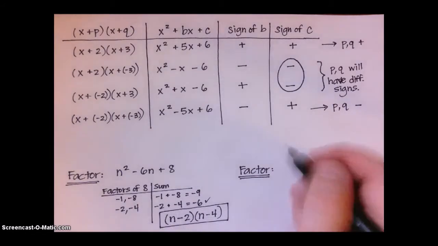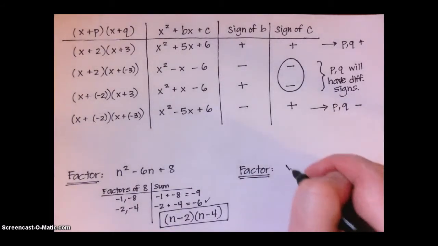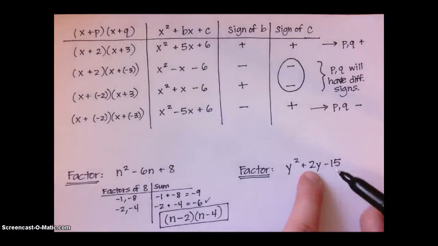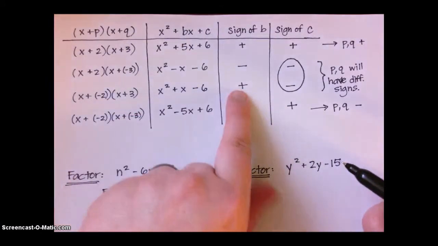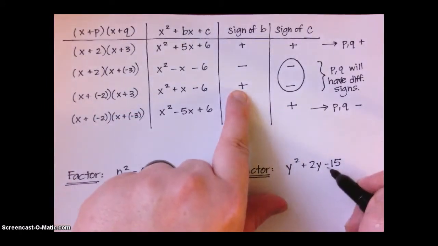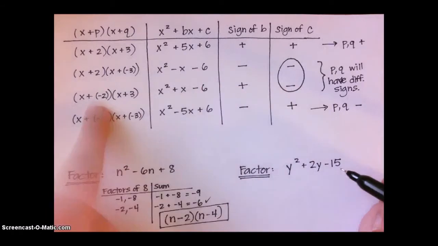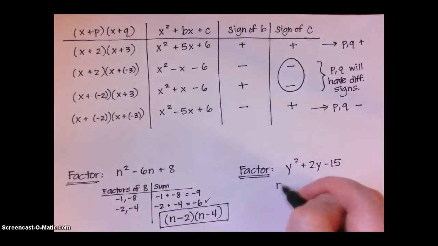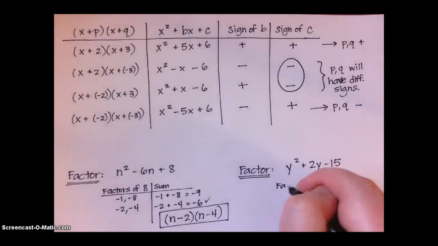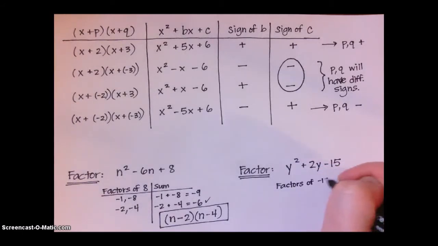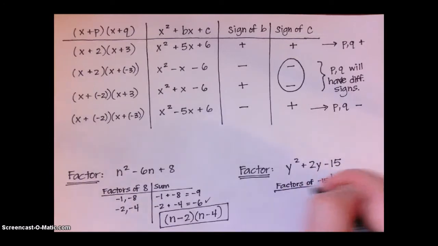Let's do one more like this. Let's say y squared plus 2y minus 15. Let's look at our chart up above. My b is a positive, so it's either line 1 or line 3, but the c is a negative, so this is correlating with our third line in our chart. Okay, so let's find the factors. This means that they're going to be different signs. I want to find factors of negative 15. And then afterwards, I want to find the sum.